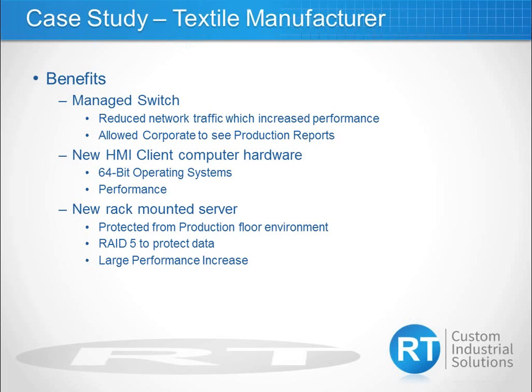because we can use more than 4 gig of RAM. The new rack-mounted server was protected because the other ones were just sitting out on the plant floor environment, which is very, very hot, by the way. A RAID 5 hard drive configuration will protect the data, and ultimately resulted in a large performance increase of just the historical data portion of it.